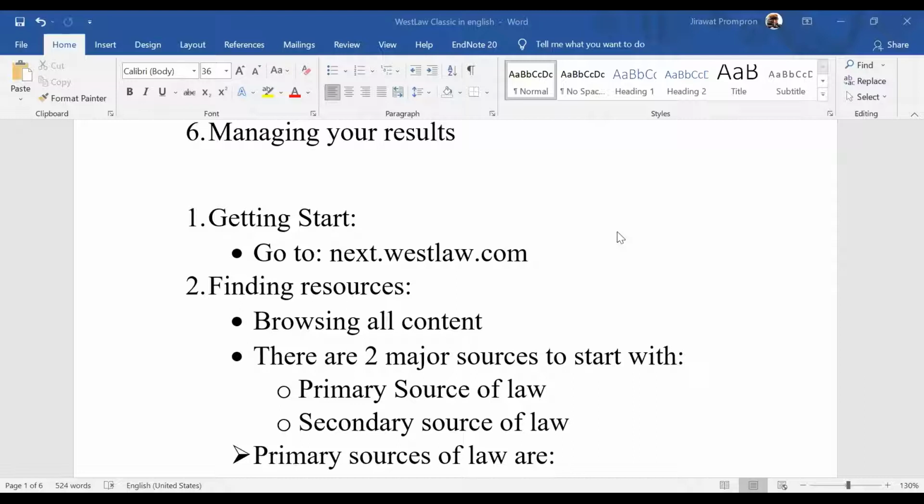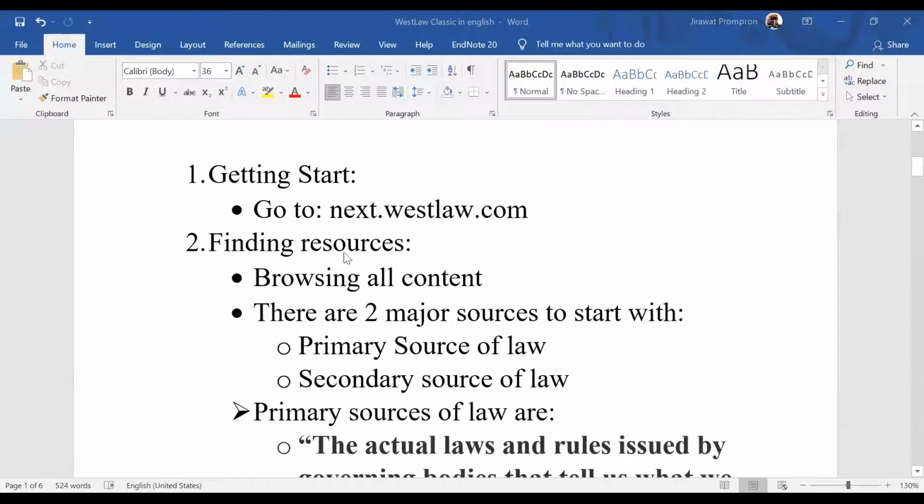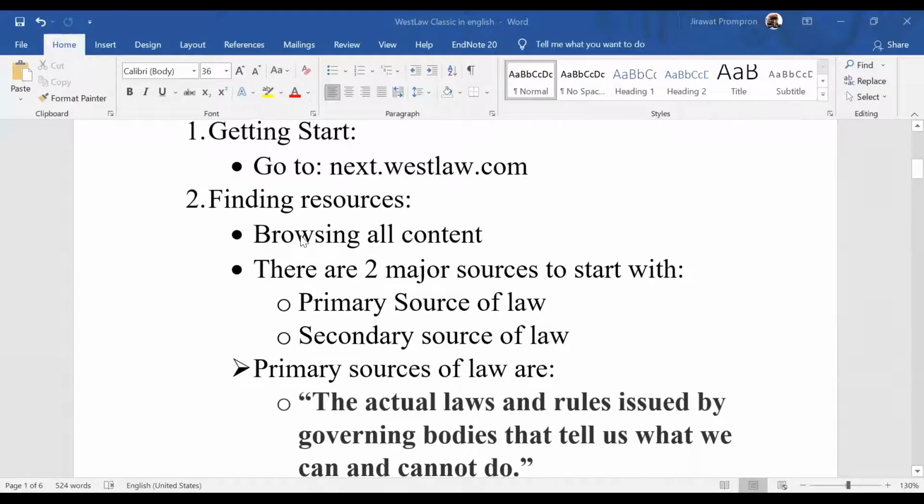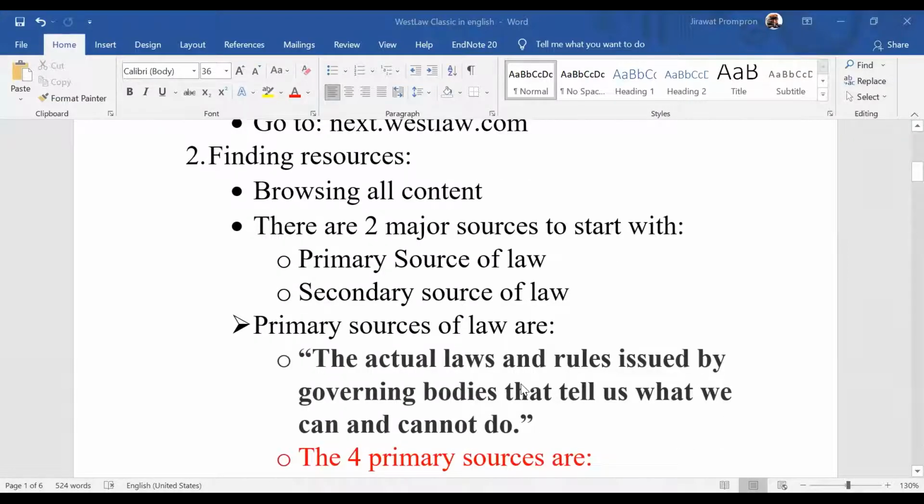The second step, finding results. So let's start with browsing the content. I will give you a bit of information about resources in Westlaw. There are only two major sources to start searching with. The first one we call the primary source of law. The second one we call the secondary source of law.